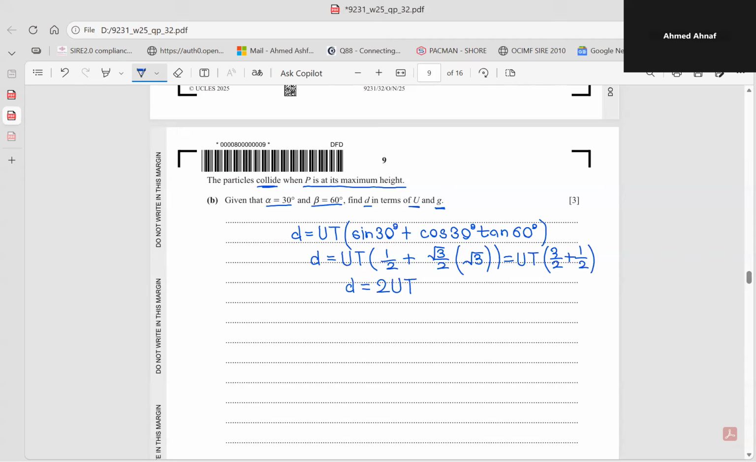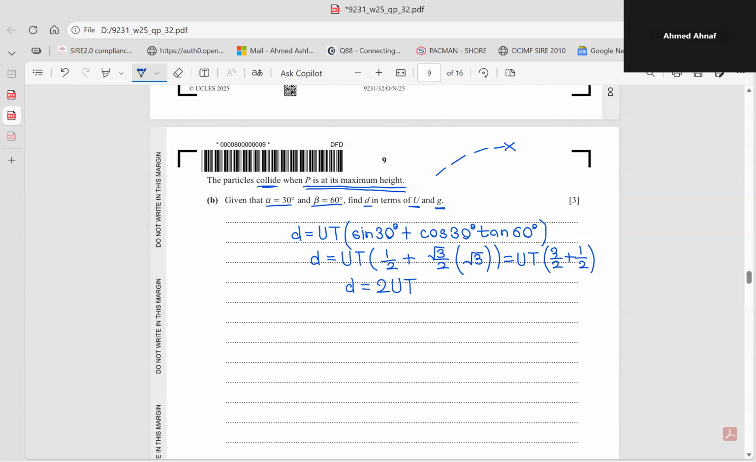So now we are going to have to find an expression for T in terms of g. Okay. All right. So for that, we have to use this information given to us, that P was at its maximum height. So when a normal projectile like this is at its maximum point, it means that the vertical component of its velocity is 0. Okay. So yeah, we can use that.